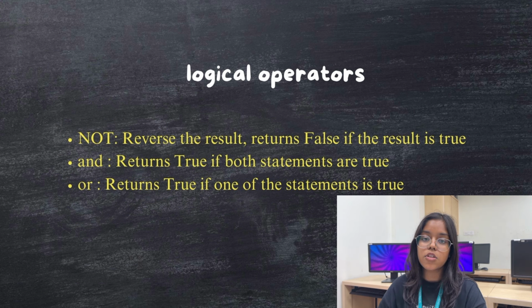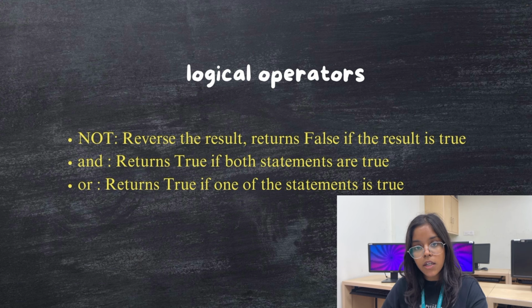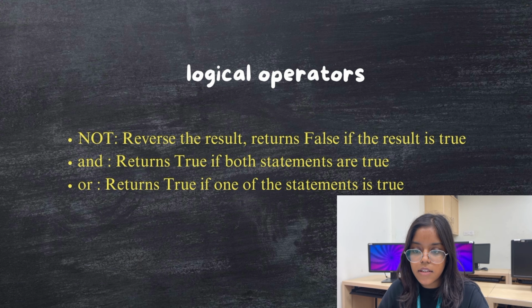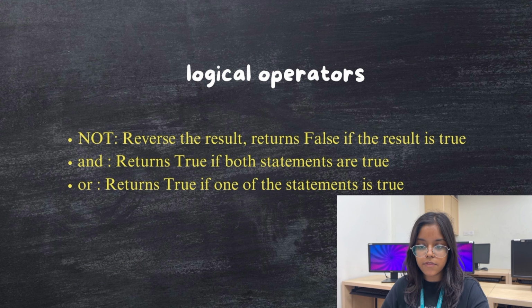The NOT operator returns the opposite of the value that you have entered. For example, if you have given input as -1, it will return 1, and if you have given a value of -7, it will return 7. So it returns the opposite value of whatever you have given as input.